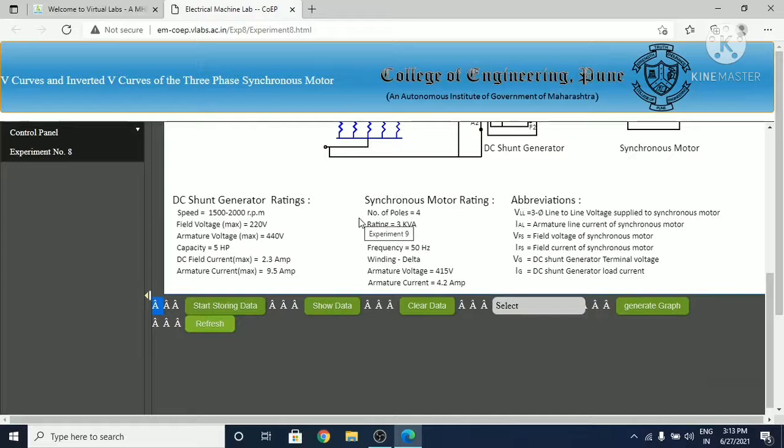Actually, how to calculate the synchronous speed? Here the speed of the motor is not given, so we can use the information given here, the number of poles and frequency, to calculate the value of Ns. That can be calculated by 120f/P. If you calculate that value, we get 1500 rpm.